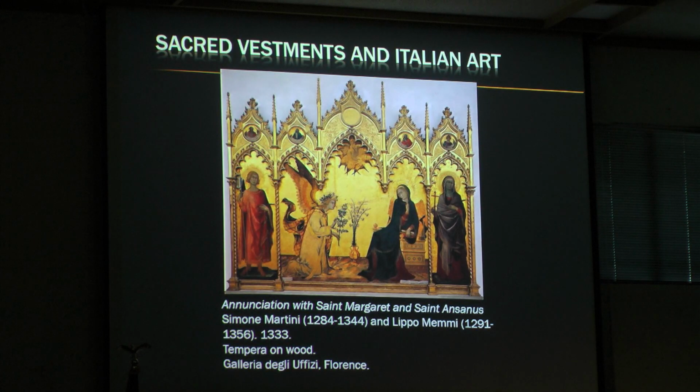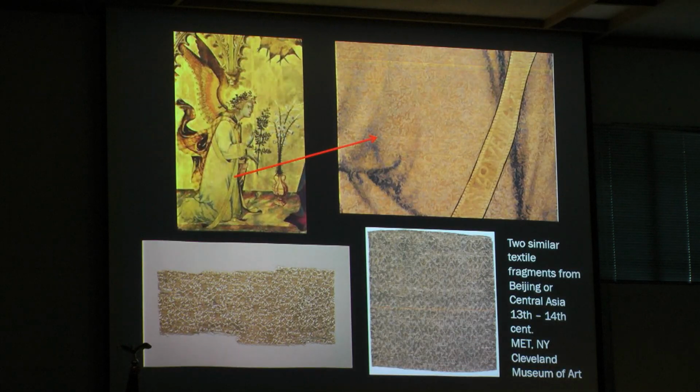It is not a coincidence that in Tuscany a new painting school with a strong use of gold began. The Annunciation with St. Margaret and Saints by Simone Martini and Lippo Memmi is possibly one of the most famous paintings that shows the contextualization of a Tartar textile in a sacred space. The textile of the angel is indeed identical to two very similar Tartar fragments from Beijing or Central Asia.